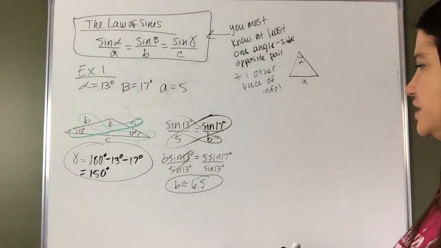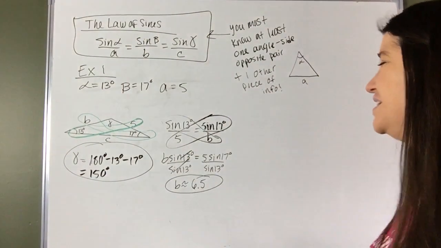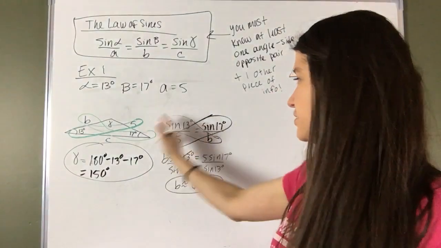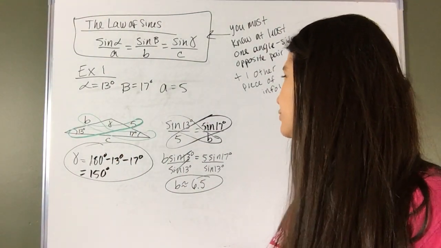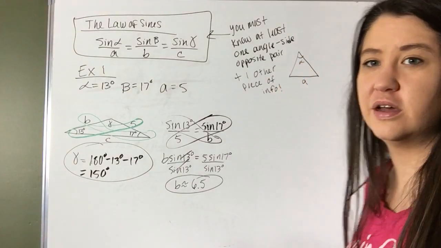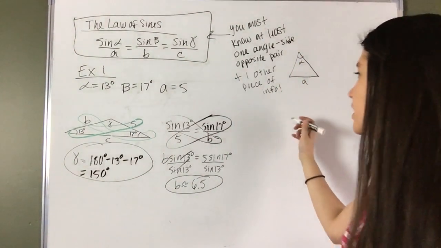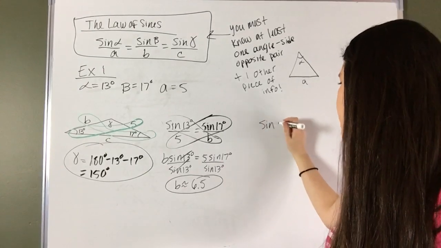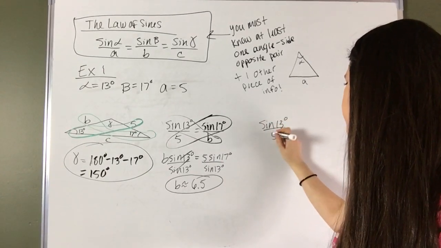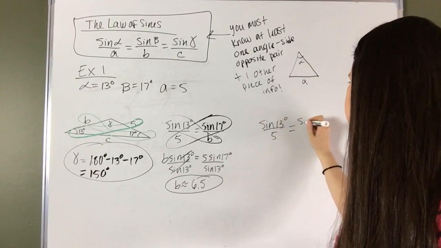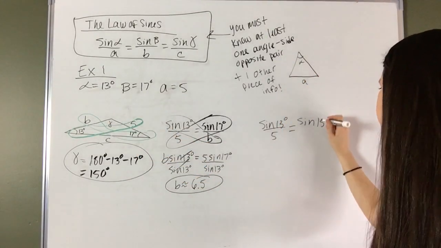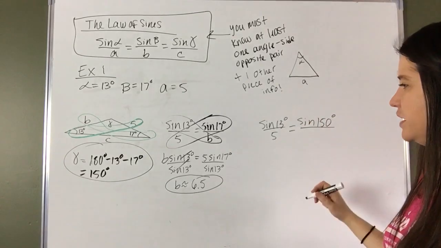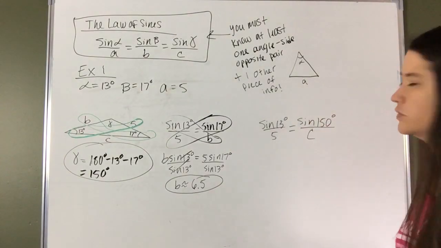All right, and then we need to find C. We cannot use the Pythagorean theorem for this because there's no right angle in the triangle. So to find C, we're gonna have to use the law of sines again. I'll write it over here, I guess. We can still say that sine of 13 degrees over 5, let's go with that one. Now that's gonna equal sine of gamma, which is 150 degrees, divided by C, right?